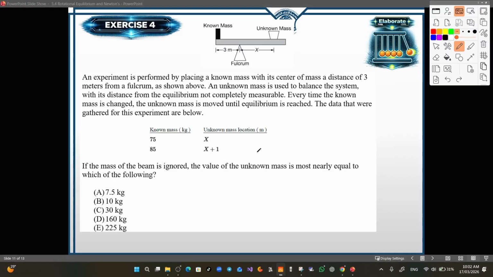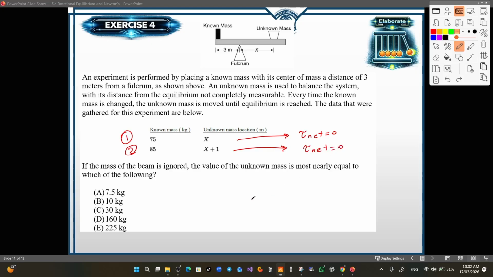until we obtain the equilibrium. So in the first trial, the equilibrium has been obtained, which means the tau net is equal to 0. In the second trial, we also have equilibrium, rotational equilibrium, and we can write that the tau net in the second trial is equal to 0.